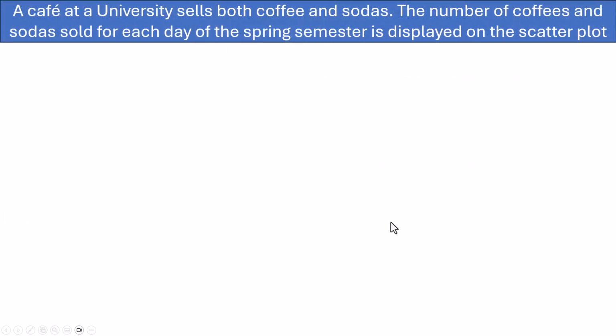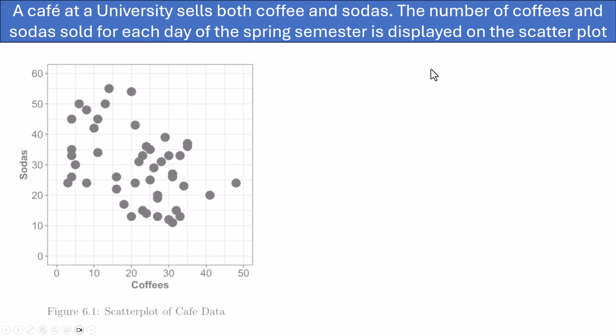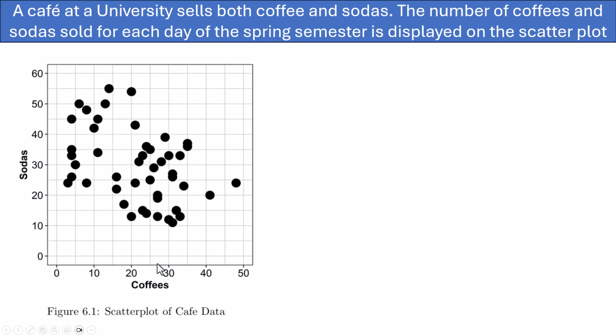So let's look at another example here with some actual variables. It says a cafe at a local university sells both coffees and sodas, and the number of coffees and sodas sold each day of the spring semester is displayed on this scatter plot. So we have the number of coffees sold as the number of sodas sold in each day, right, throughout this semester. And from the scatter plot, we can tell a number of different things about the two variables, either individually or kind of in relation to each other.